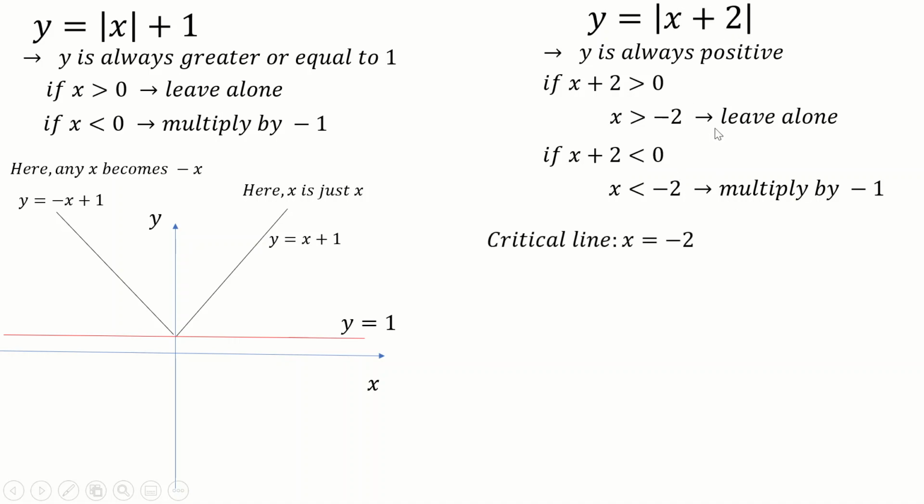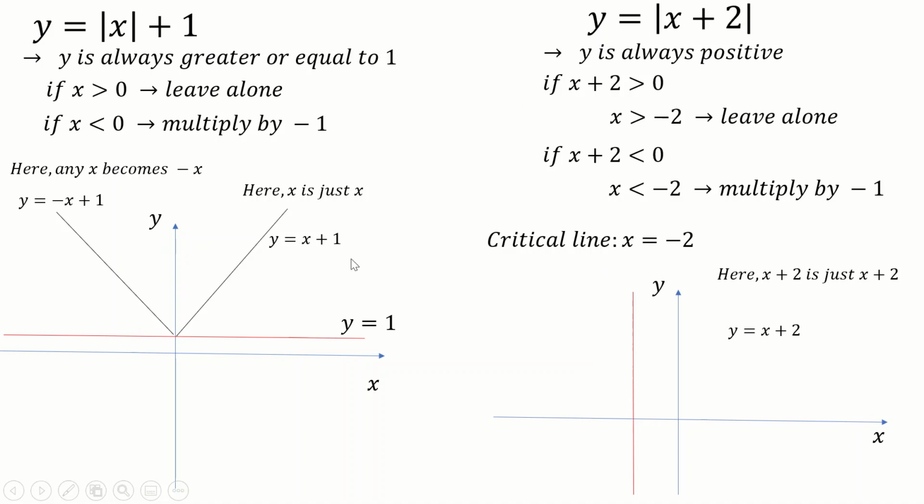So what does that look like for the actual sketch? Well, the critical line is x equals -2, the change between these two. When x is bigger than -2 on this side, I'm going to do nothing to this. I'm just going to take it as it is. And when x is less than -2, which is over on this side, I'm going to times all of this by -1, just like I did over here. And it's going to be times the entire thing. Notice the 1 didn't times by -1 here, but that's because it was outside the mod. In this case, the entire thing is going to be times by -1.